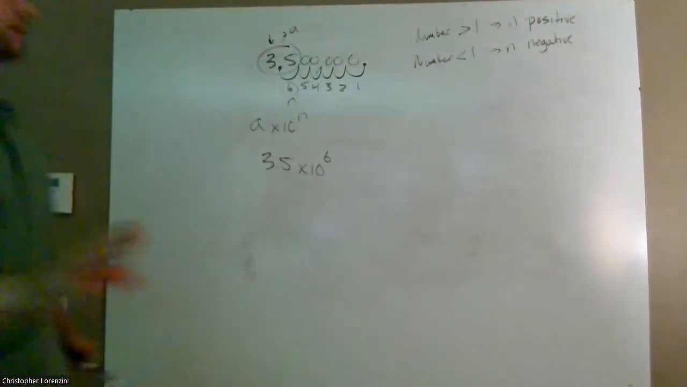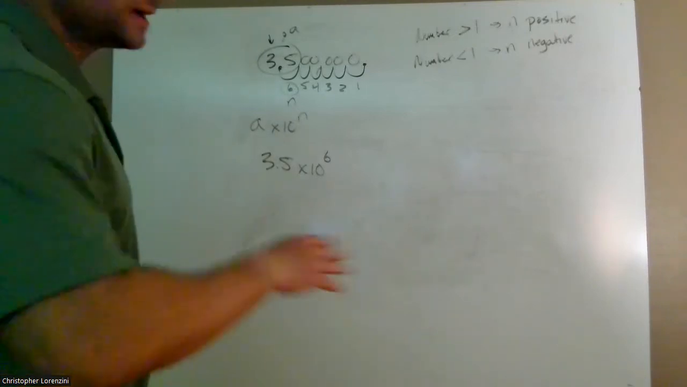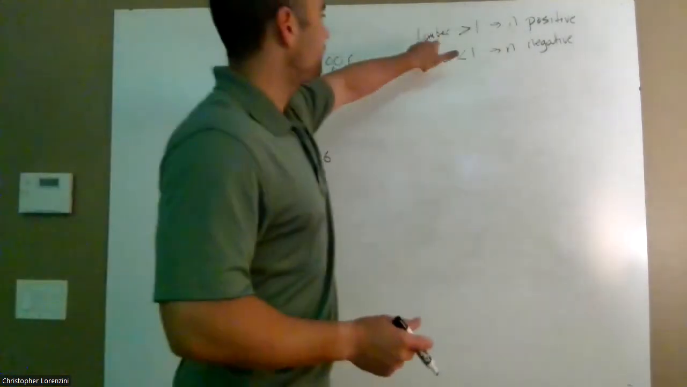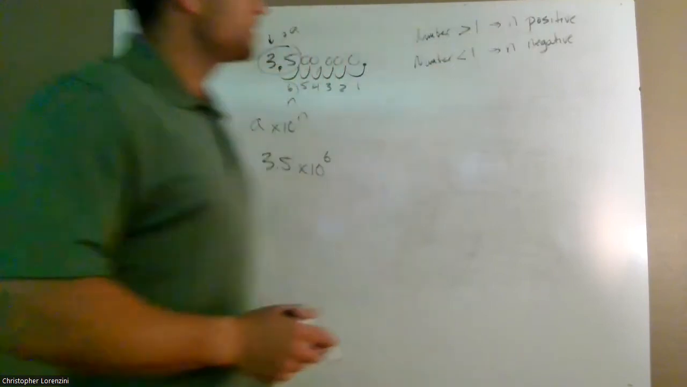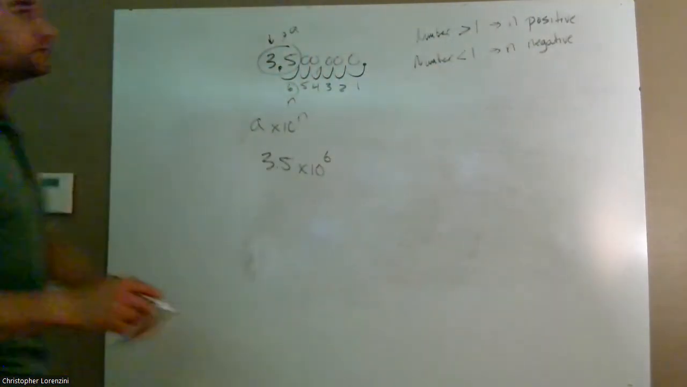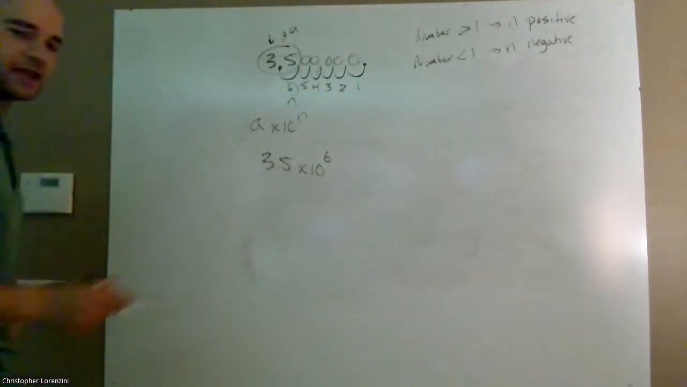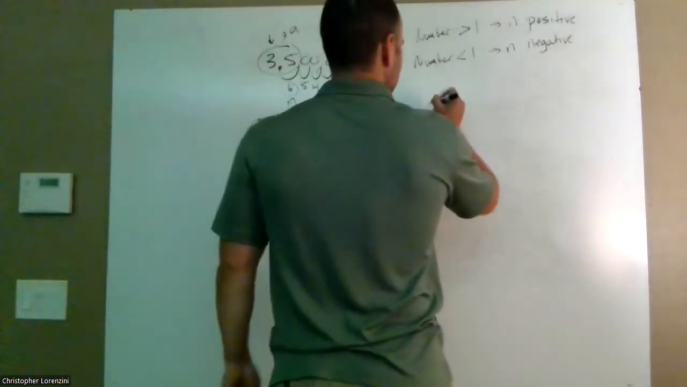Now, when we deal with negative numbers, don't worry about it. Negative numbers are just numbers that are negative. I take a look at the physical number, the magnitude. If it's greater than 1, my exponent is positive. If it's smaller than 1, my exponent is negative. So let's take a look at 2 instances where we might see this.